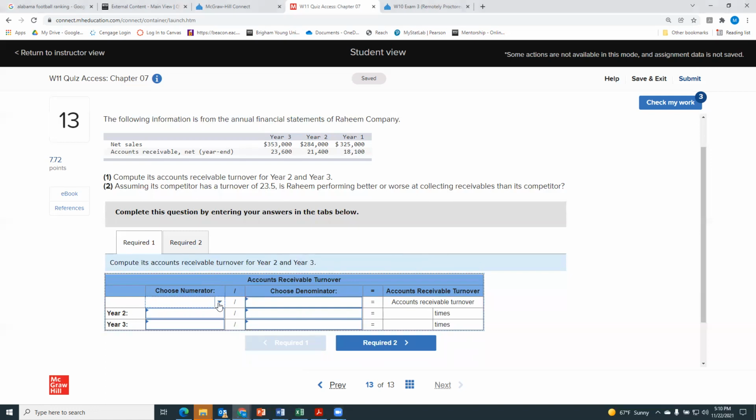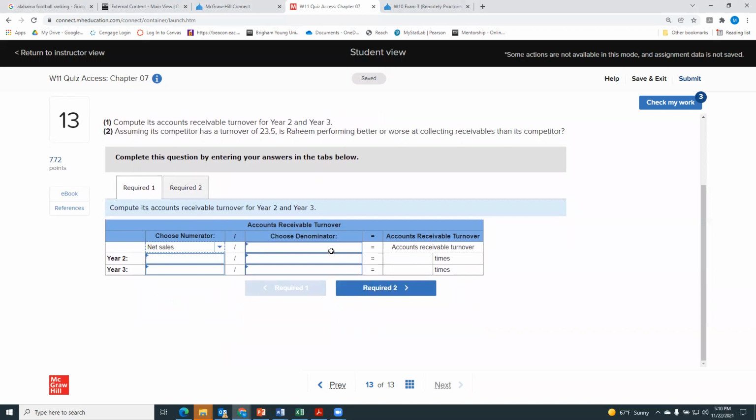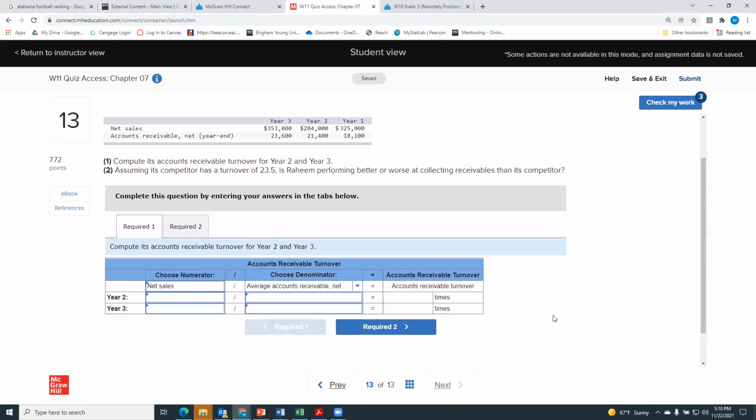So our numerator is going to be our net sales. And our denominator is going to be our average accounts receivable net. Why? Because that's the formula for this ratio, for our accounts receivable turnover ratio.